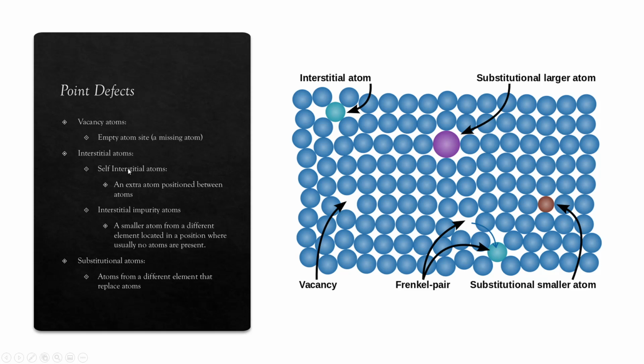Another type of the interstitial atom is the impurity, and this basically means the same as self-interstitial, with the exception of the atom is actually from a different element, so it's the same as this, but it usually is smaller. That's why it's called impurity. The last type of point defect is the substitutional atoms, and they're basically atoms from different elements that substitute atoms from the main element. So they might be bigger, might be smaller, causing deformation, as you can see here in this picture.